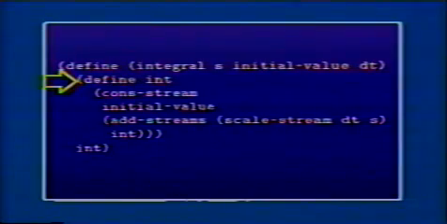And int is defined to be something that starts out at the initial value, and the rest of it is gotten by adding together. We take our input stream, scale it by dt, and add that to int. And now what we return from all that, the value of integral, is this thing int. And we use this internal definition syntax so we could write a little internal definition that refers to itself. Okay.